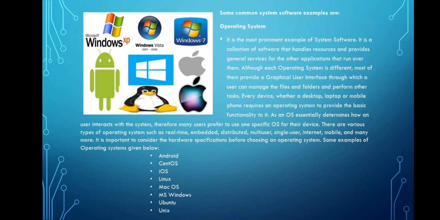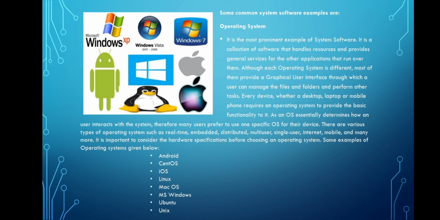Operating system. It is the most prominent example of system software. It is a collection of software that handles resources and provides general services for the other applications that run over them. Although each operating system is different, most of them provide a graphical user interface through which a user can manage the files and folders and perform other tasks.